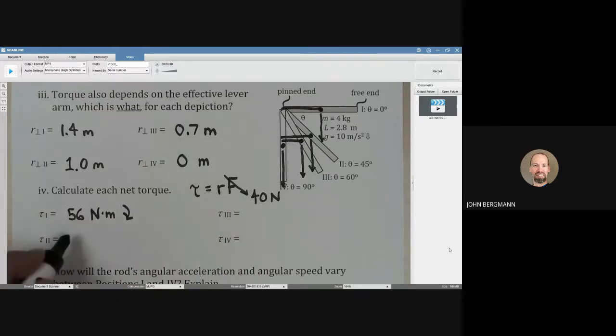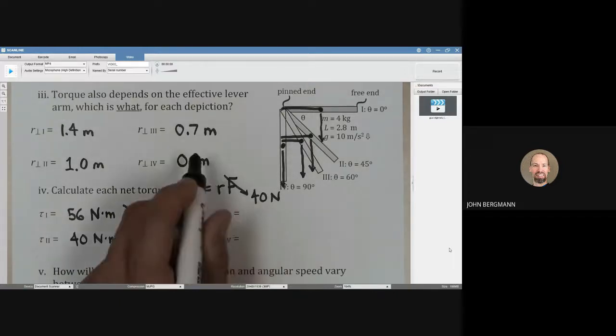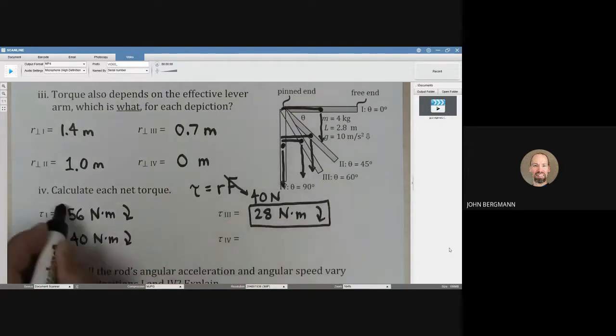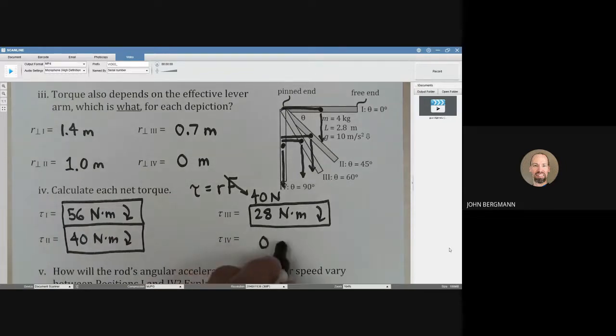For point 2, it's going to be 40 newton meters, and it's going to go that way. For point 3, it's going to be 0.7 times 40. What's that, 28? Let me box these in so we know we got the right answers here. And what's the torque right there? Well, the lever arm is 0. So there's no torque when the rod is in its bottom position.